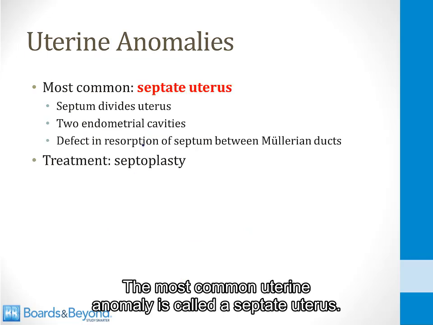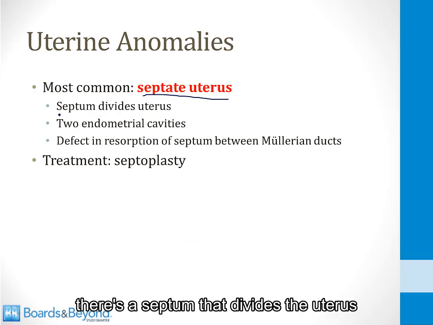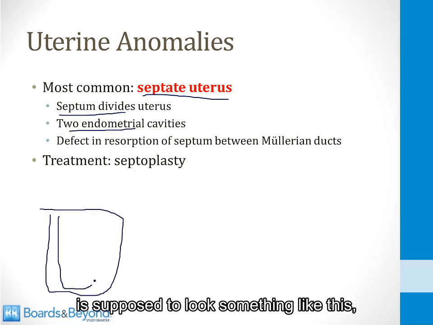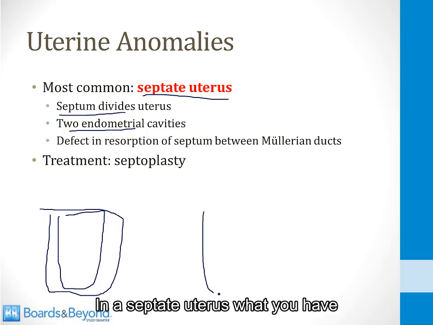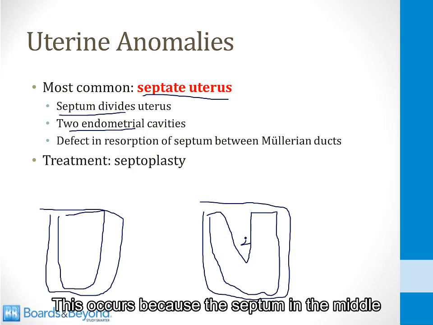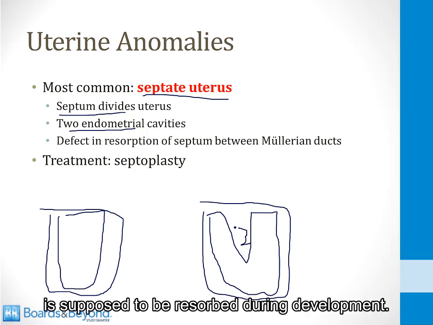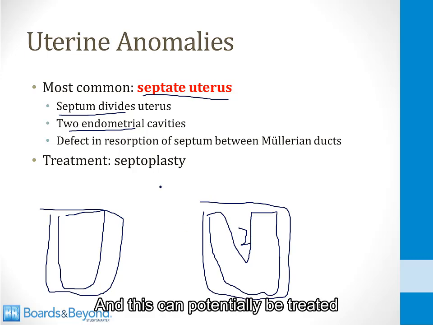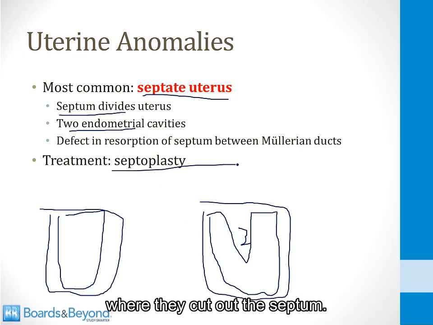of the uterus. The most common uterine anomaly is called a septate uterus. It gets its name because in this condition there's a septum that divides the uterus into two endometrial cavities. Basically, a normal uterus is supposed to look something like this with a cavity in the middle. In a septate uterus, what you have is a septum dividing the uterus into two cavities like this. This occurs because this septum in the middle is supposed to be resorbed during development. It's a remnant of the two Müllerian ducts, and if it's not resorbed, it leaves this septum down the middle. And this can potentially be treated with a surgery called septoplasty, where they cut out the septum.